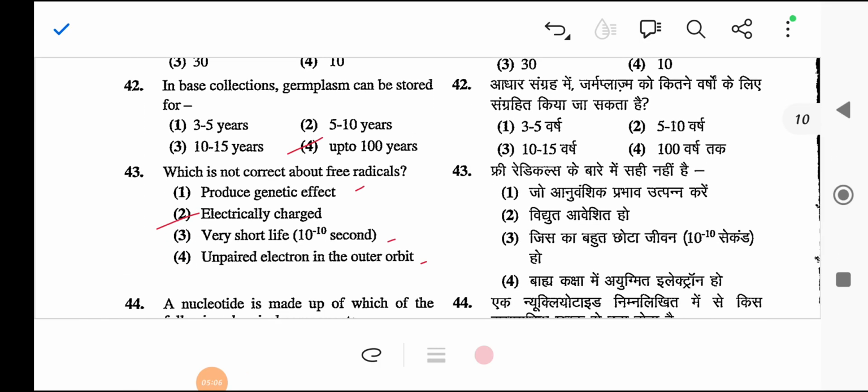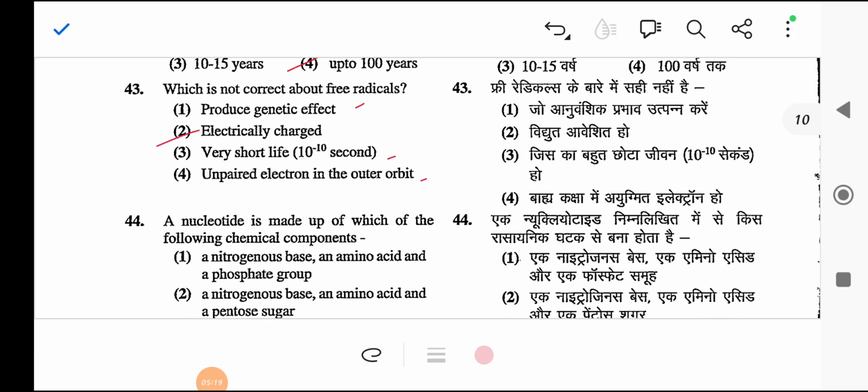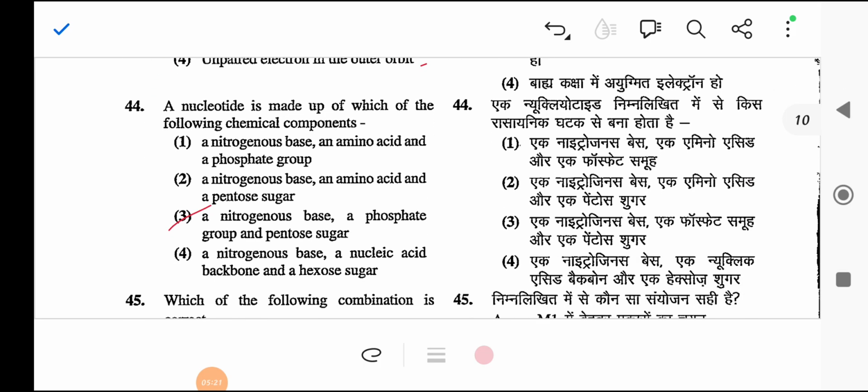Next is, which is not correct about free radicals. So free radicals produce genetic effects, they have a very short life, they have an unpaired electron which makes them more reactive. But they are not electrically charged. Okay. Next is, a nucleotide is made up of which of the following chemical components? So a nucleotide is made up of a nitrogenous base, a phosphate group and a pentose sugar.